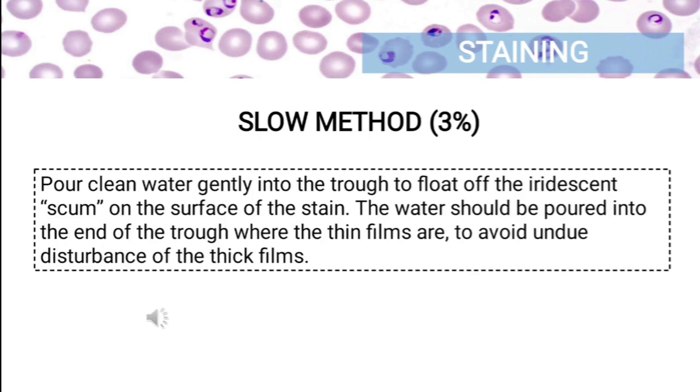After that, you must pour clean water gently into the trough to float off the iridescent scum on the surface of the stain. The water should be poured into the end of the trough where the thin films are to avoid undue disturbance of the thick films. Alternatively, you can gently immerse the whole trough in a bowl or basin filled with clean water.